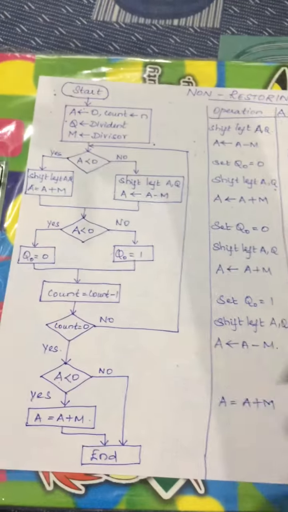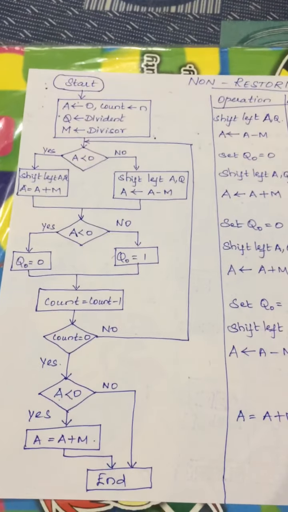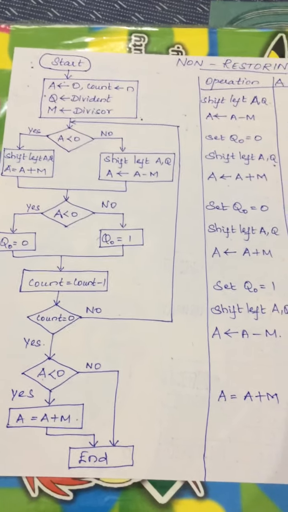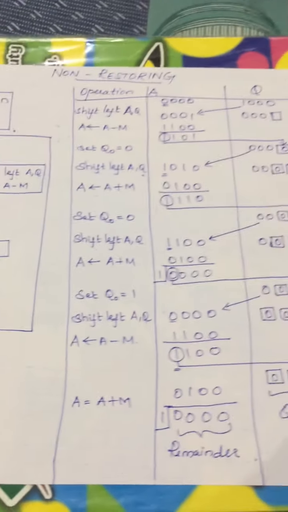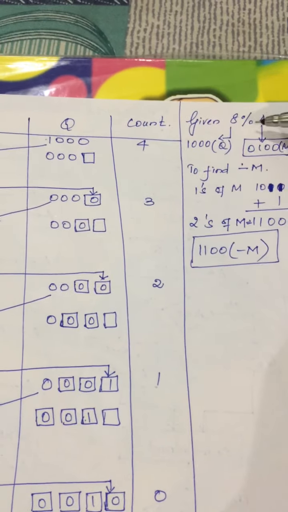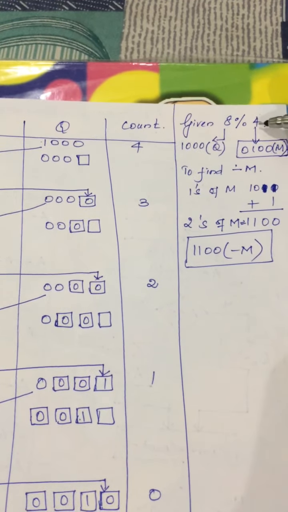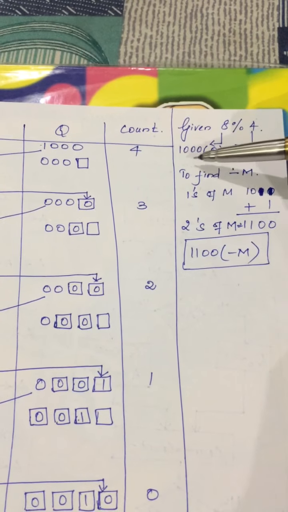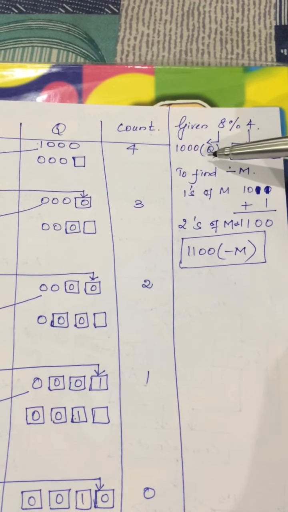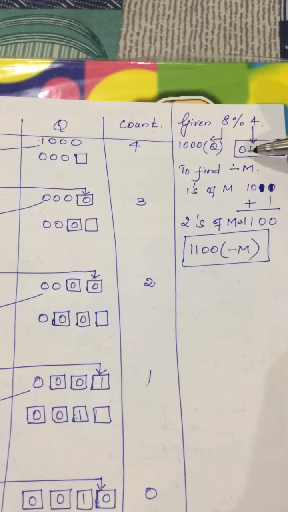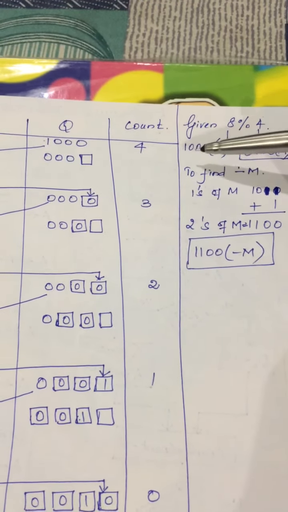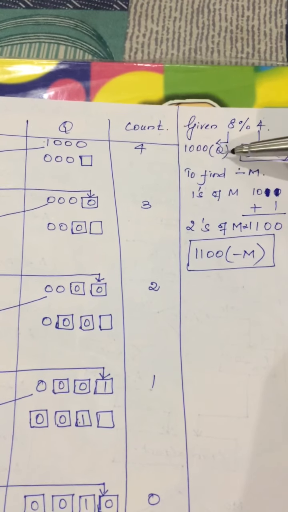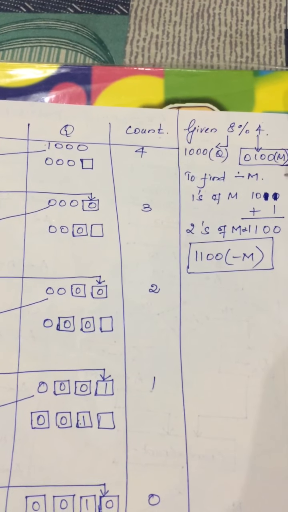Okay. So now we'll take the same problem which we discussed for restoring and see how we perform it in non-restoring. The given values are 8 divided by 4. So 8 is represented in binary as 1000 and 4 is represented in binary as 0100. So Q is going to be your dividend and M is going to be your divisor.